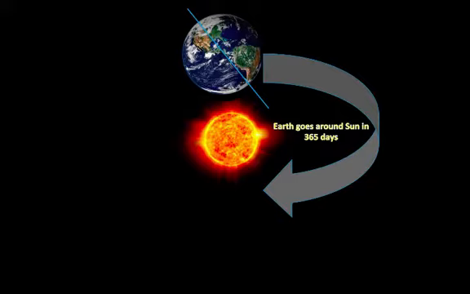A full spin of the Earth takes approximately 24 hours. What is 24 hours the same as? I'll give you a minute to think about it. If you said one day, you were correct, because it takes 24 hours or a day for the Earth to spin on its axis.